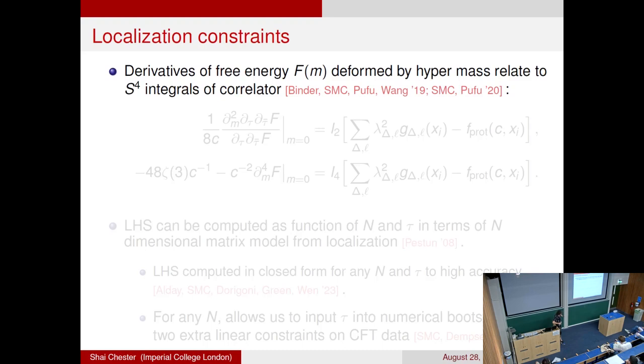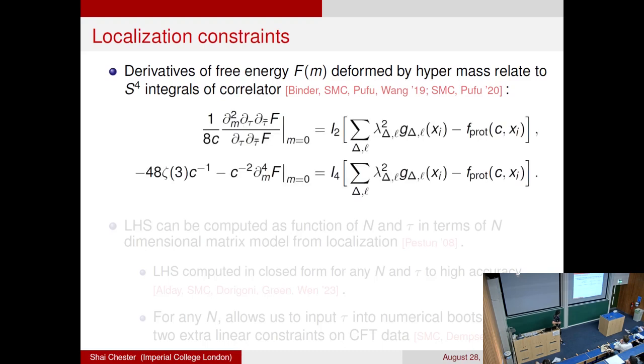So the localization constraints, these are non-perturbative constraints, and the way they relate to the 4-point function was worked out in these papers from a few years ago. Basically, you take the mass-deformed free energy, where this is the mass for the hypermultiplet, you take derivatives of the mass, and set the mass to 0. For the first constraint, you also take derivatives of tau, and as long as you're taking 4 derivatives, this relates to the 4-point function.